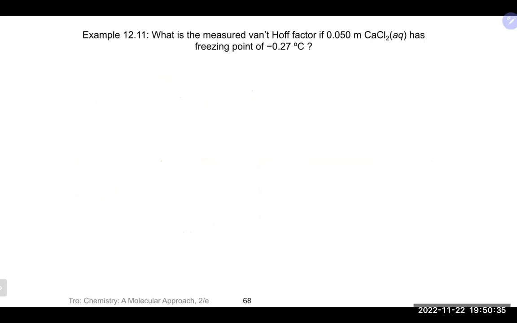All right, so why don't you try this one? What is the measured van 't Hoff factor if you have a 0.05 molality calcium chloride solution and the freezing point is minus 0.27 degrees Celsius? Let's see what you come up with here.